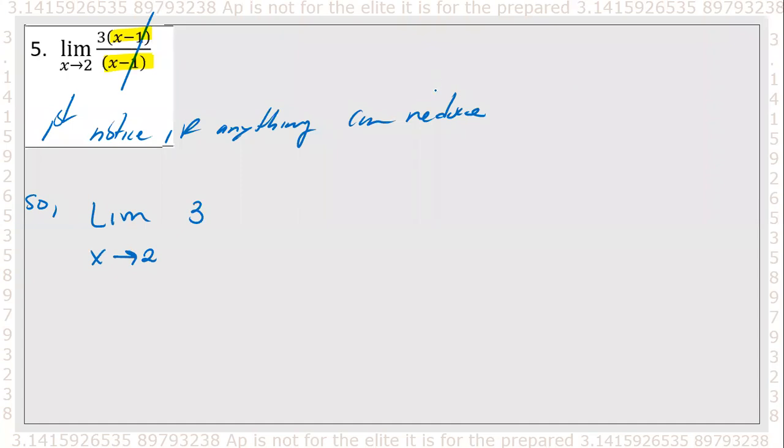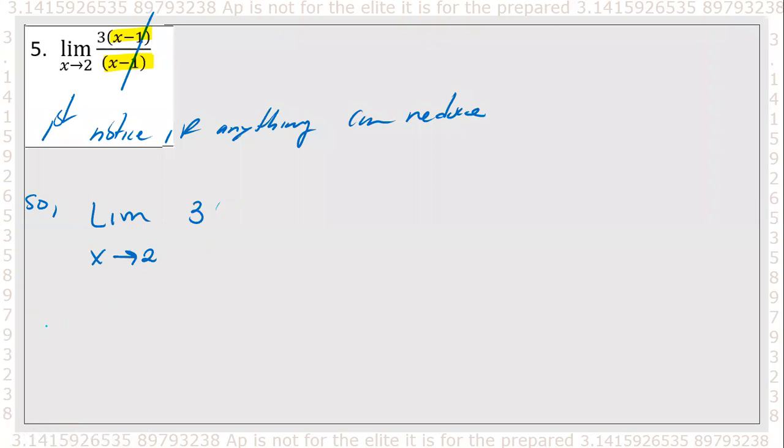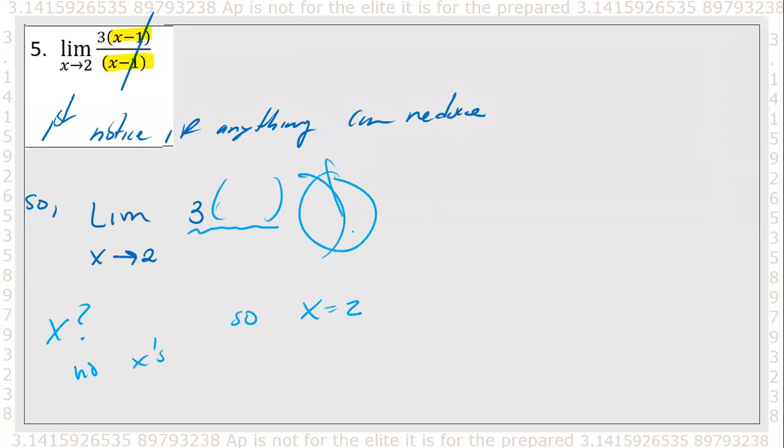Yep, because is there any x on my function right here? No. No x's. So if I wanted to substitute x equals 2, there is nowhere to put it, right? There's nowhere at all. I can't even put it anywhere. So my answer is just 3.